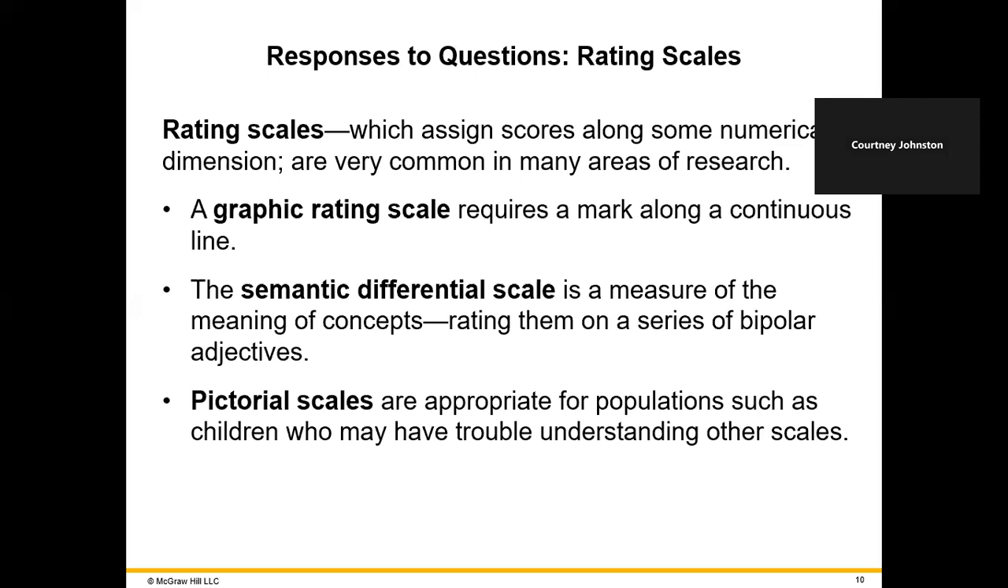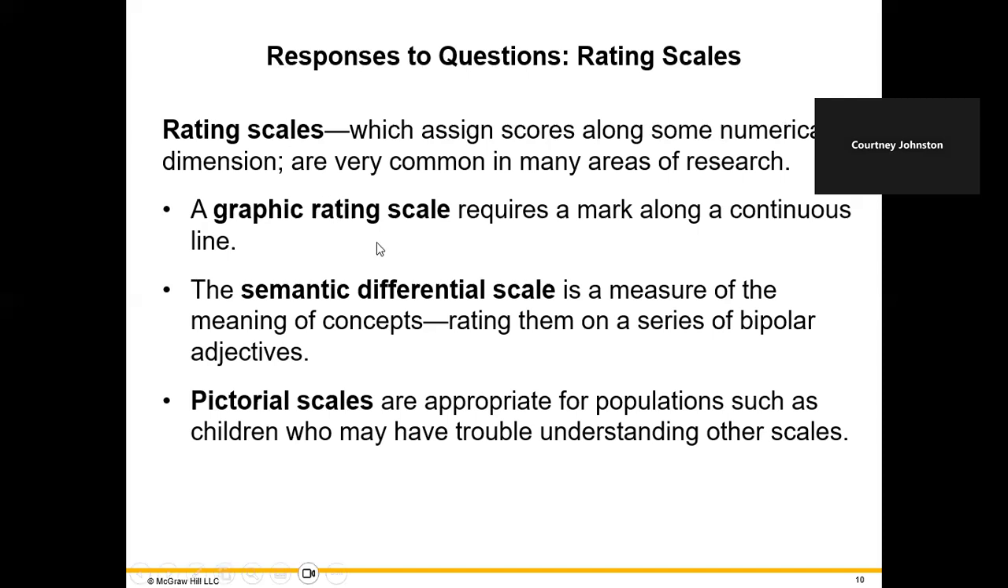And again, maybe it is a 5-point Likert scale. So in regard to that, strongly disagree would be a 1, disagree would be a 2, neutral would be a 3, agree would be a 4, strongly agree would be a 5. And that would allow you to statistically analyze the information that participants provide.